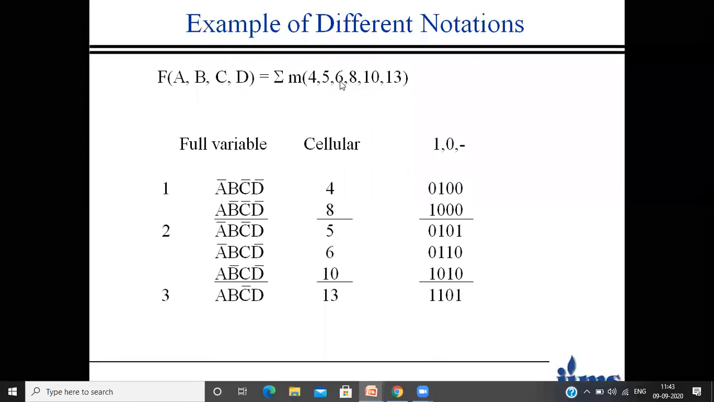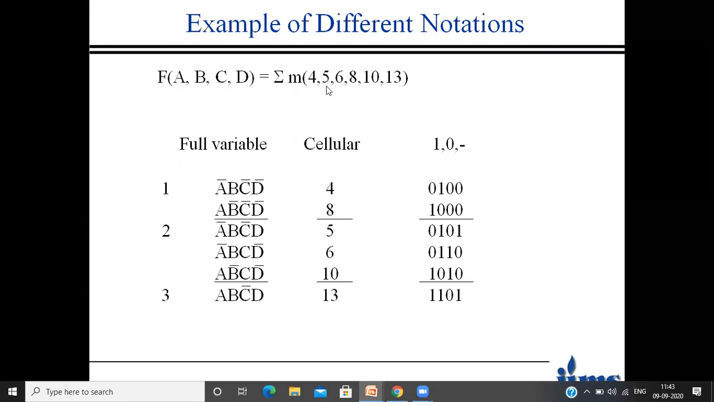6 is 0, 1, 1, 0. 5 is 0, 1, 0, 1. 10 is 1, 0, 1, 0. 13 is 1, 1, 0, 1. So the very first step is to write the full variable value, the cellular value, that is its min term, and its 1, 0 values.